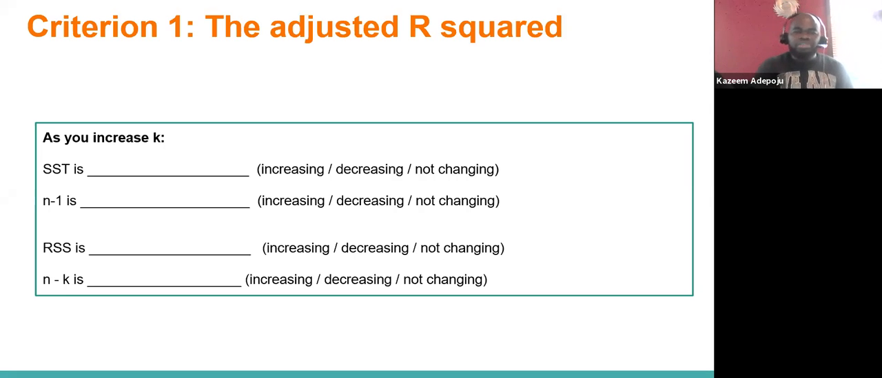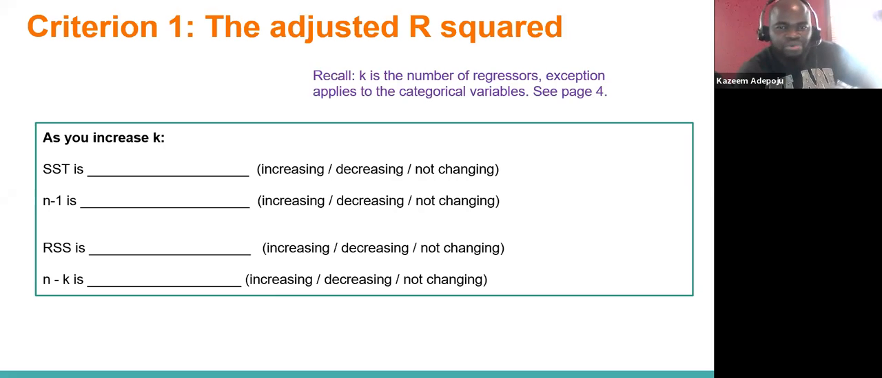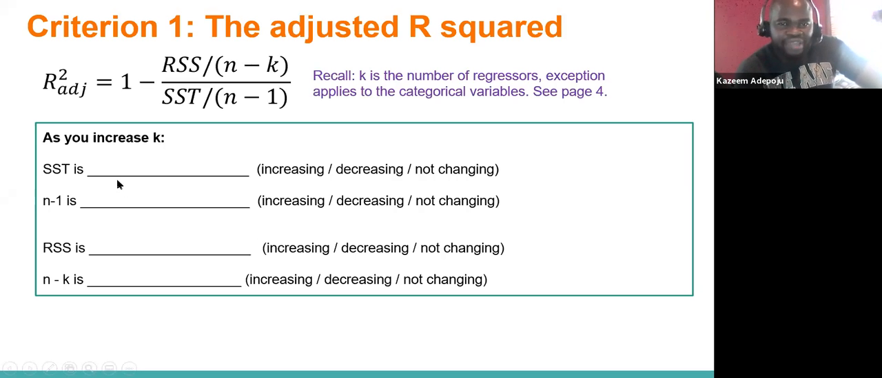You know what? I can actually ask a question like this. Recall that I call K the number of regressors, except that when you are talking about categorical variables, you have to count that once. I think I mentioned that before. Let me ask you this question.